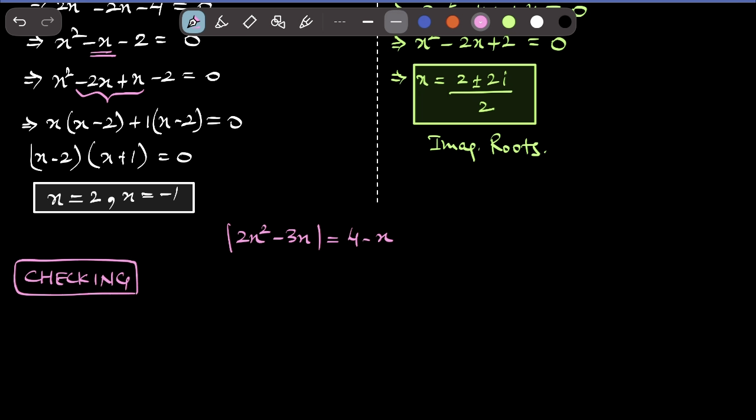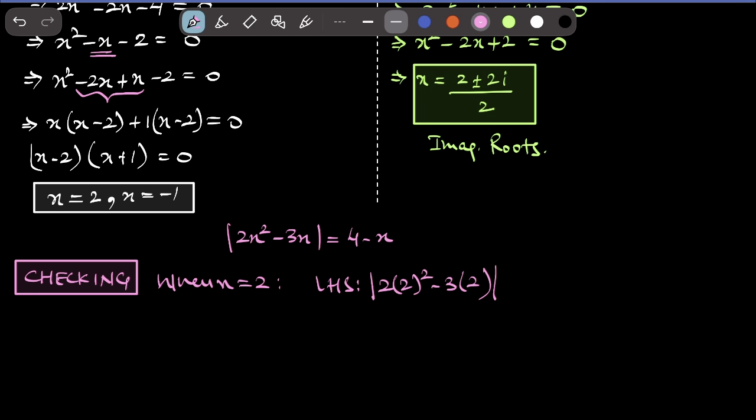Okay, so first of all, I will put x equals 2. So I will say LHS. When I solve the LHS, I am going to get 2 times 2 square minus 3 times 2. Solving it, I will be getting mod of 8 minus 6, that gives me mod of 2, that is 2. So LHS is giving us 2.